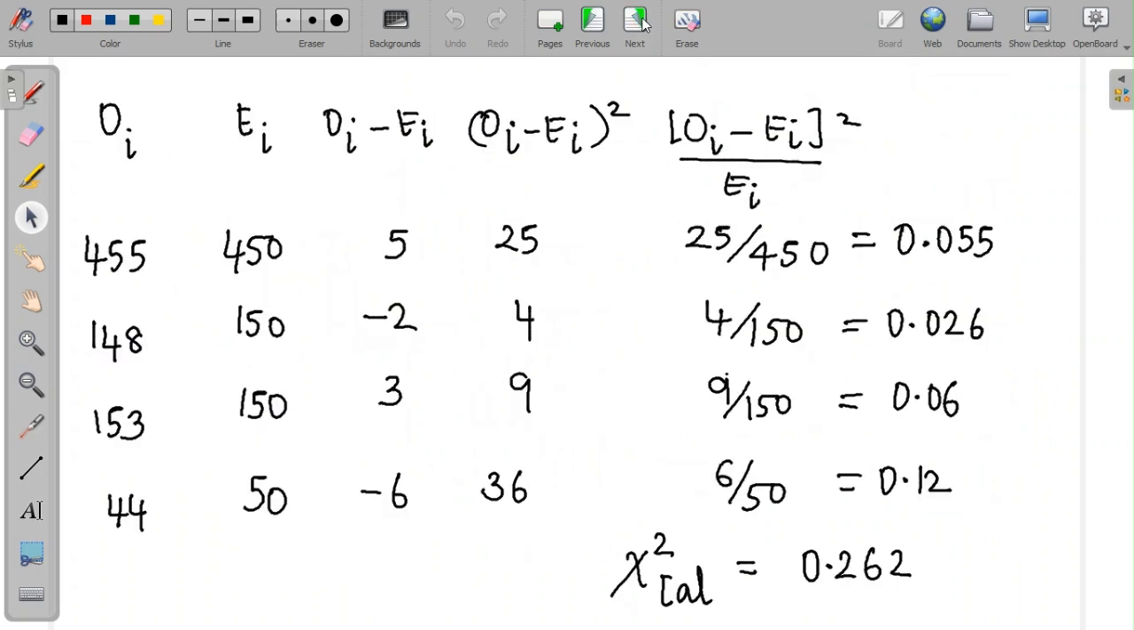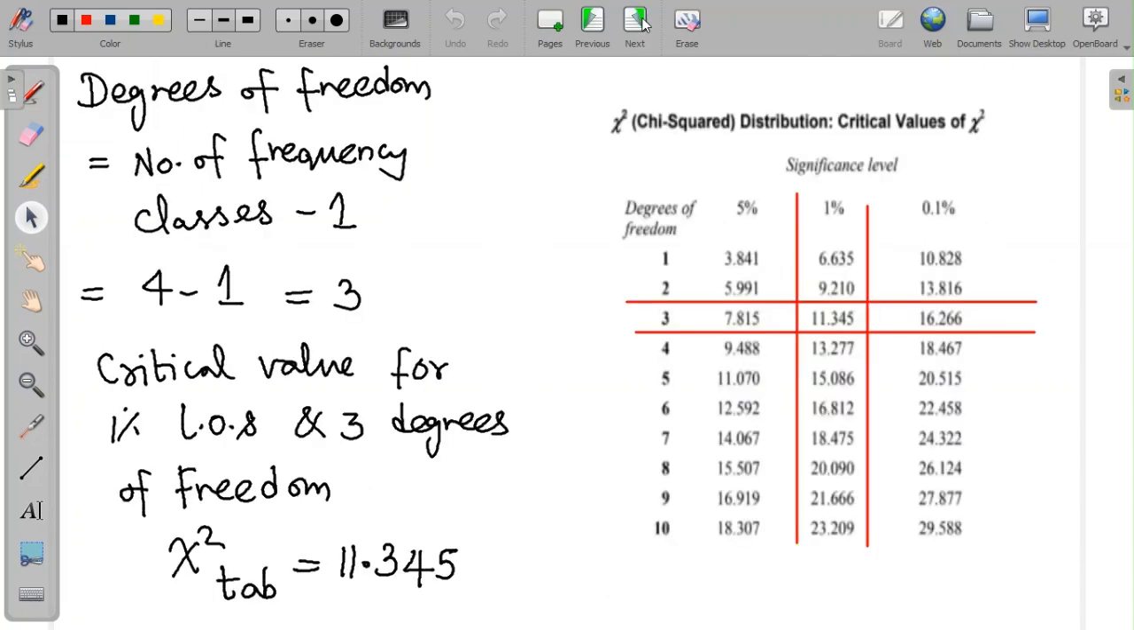So we have the observed frequencies at 455, 148, 153, and 44. And the expected frequencies at 450, 150, 150, and 50. So we calculate the differences, we square the differences, we find the ratio. The ratios add to give us 0.262. That's the calculated value. Now we compare this against the table value.